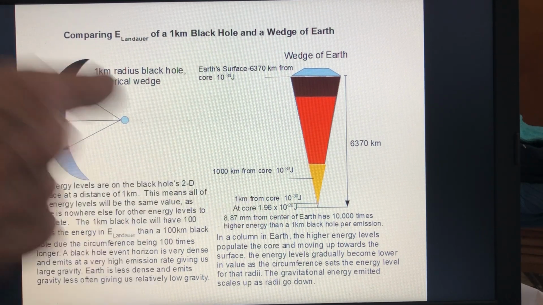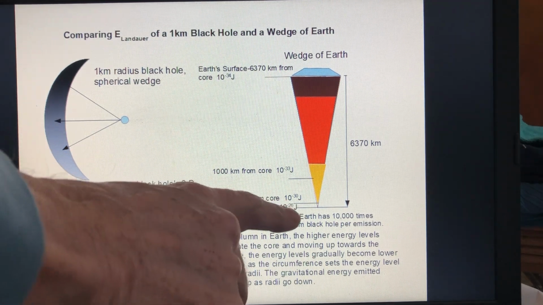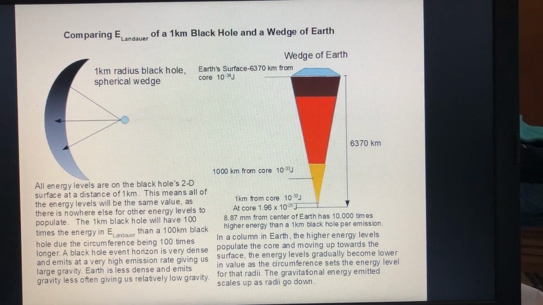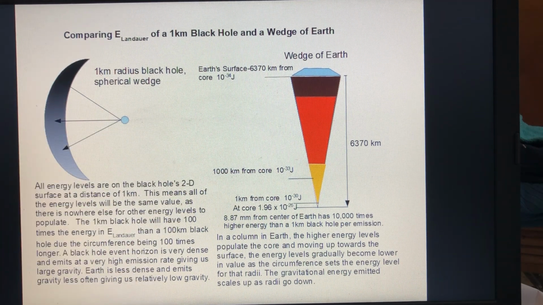At the core, the gravity climbs to 1.96 times 10 to the negative 26 joules. That's 8 orders of magnitude higher than the surface. Notice at 1 kilometer from the core, we're at 10 to the negative 30 joules of energy, the same as a 1 kilometer black hole. 1,000 kilometers from the core, we're at 10 to the negative 33 joules. So 8.87 millimeters from the center of the Earth has 10,000 times higher energy than a 1 kilometer black hole per emission.